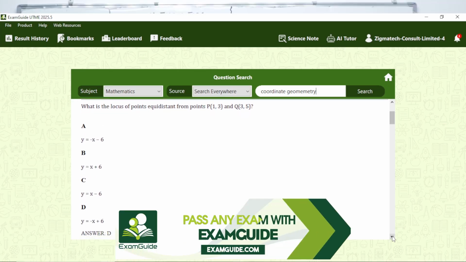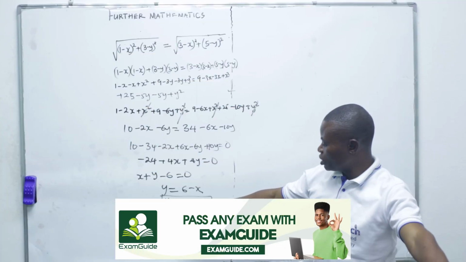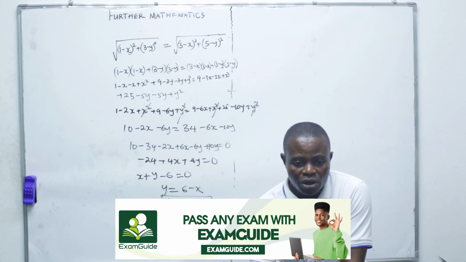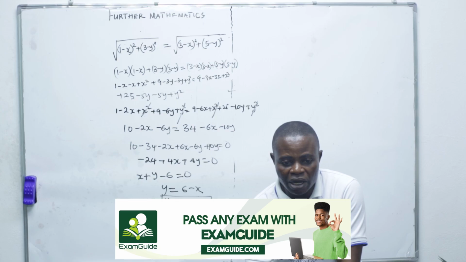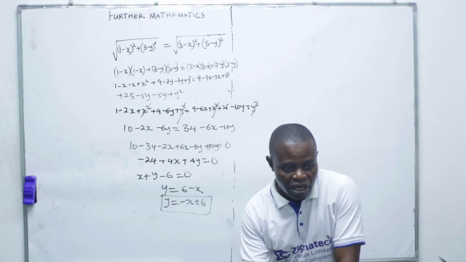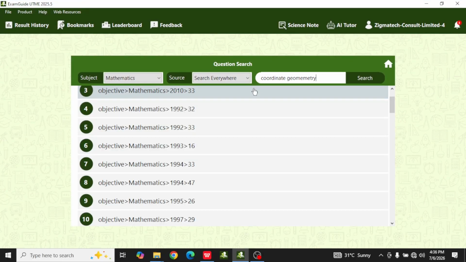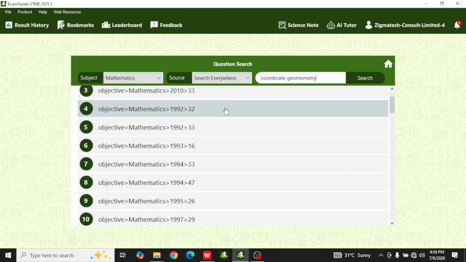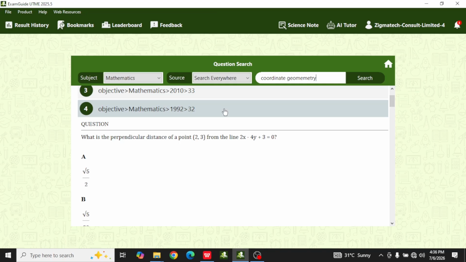D is correct. Look at it: y equals minus x plus 6. So the answer is correct. But you have to be very careful about this type of question. It's not just when you see "find the locus of a point equidistant from this point" that you begin to think. Think about it very well to avoid guesswork.